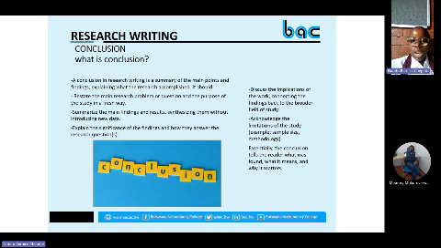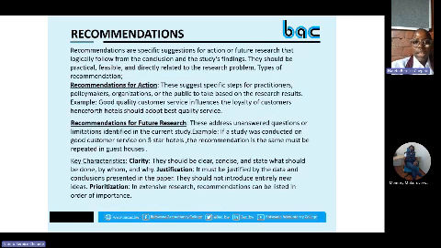Then acknowledge the limitations of the study, for example, sample size and methodology. And last but not least, essentially the conclusion just tells the reader what was found and what it means and why it matters. Then moving on to the recommendations of research writing.